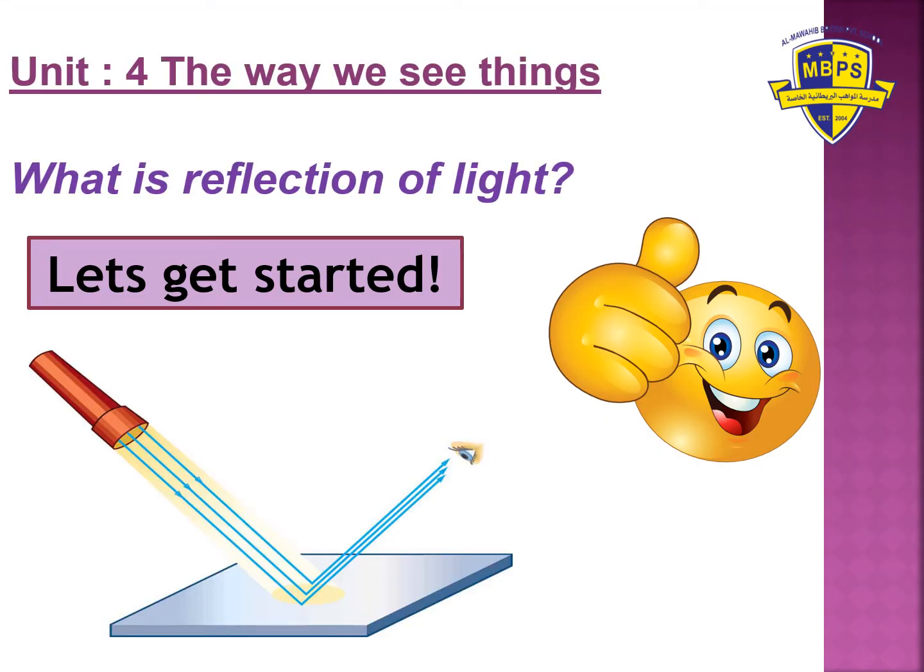So, which unit are we taking? Unit 4. The way we see things. Our topic is about what is reflection of light. Do you know what that is? All right, no problem. Let's get started.